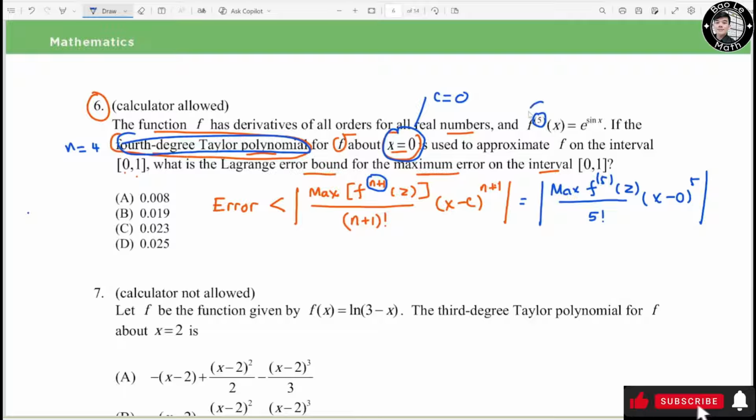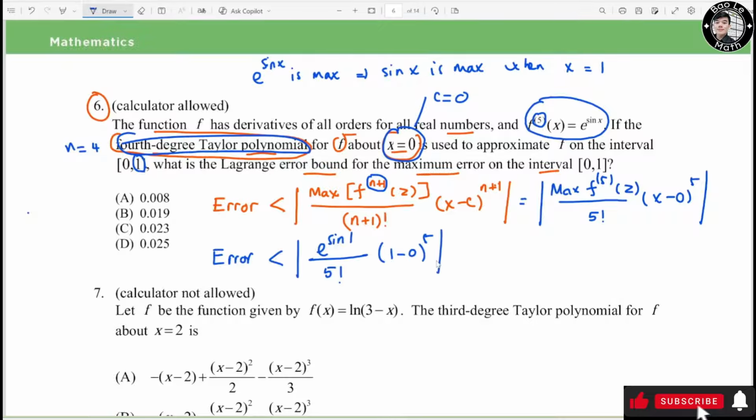So we need to find the maximum of this guy right here within this interval, right? Now e to the sine s is maximum when sine s is maximum, when s equals 1, right? The largest value of this interval, right? So we substitute 1 for s, and we have.